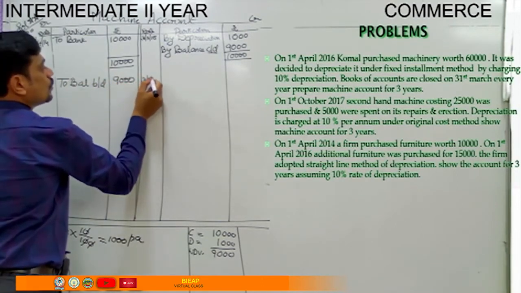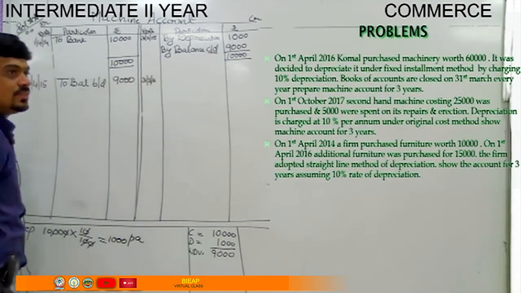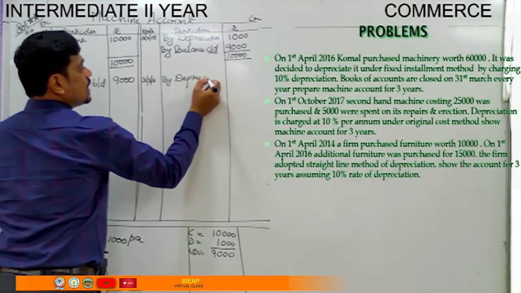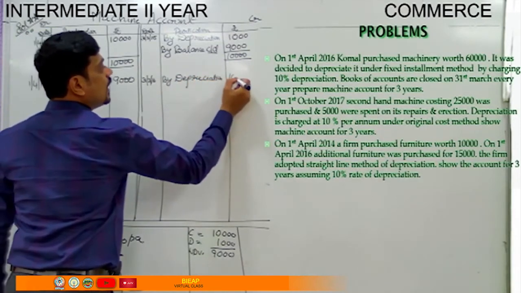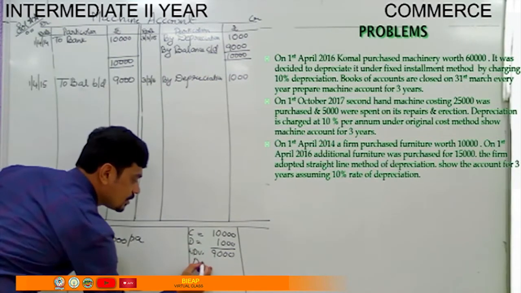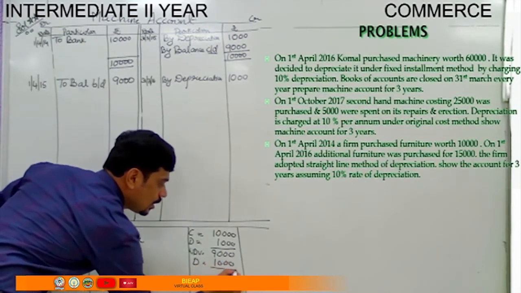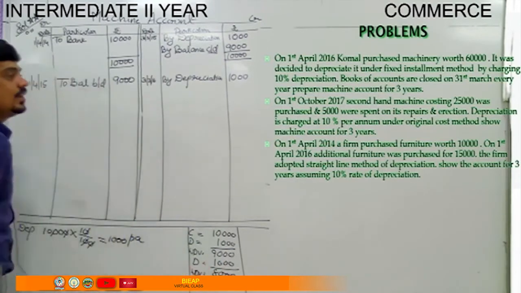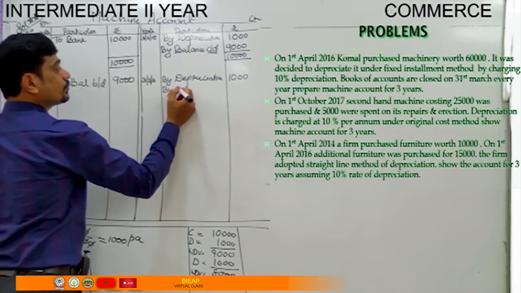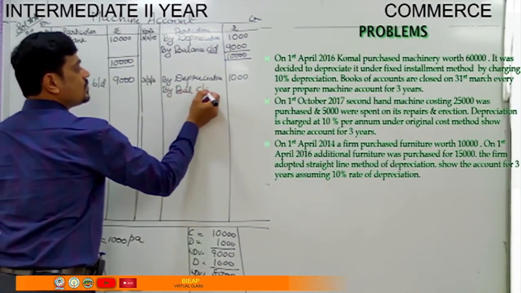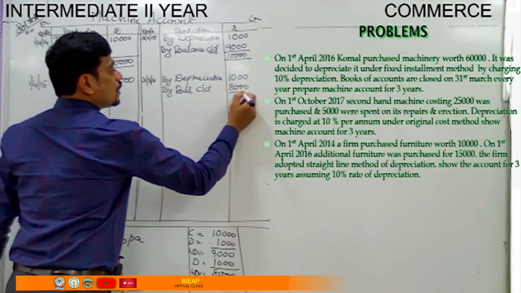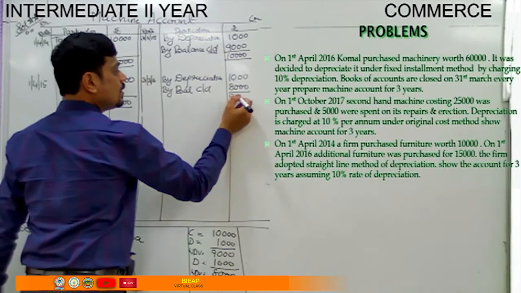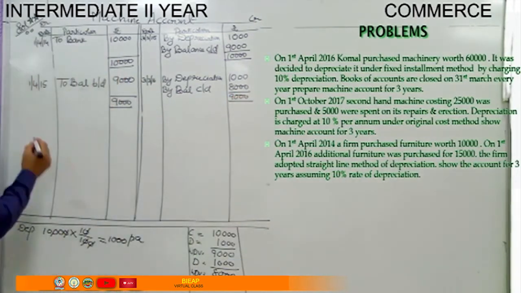We are closing the account 31st March 2016. So again, by depreciation. For how much, sir? 1,000. Again, I'll charge 1,000. How much is the answer? 8,000. Written down value is 8,000. Close the account. By balance carried down 8,000. Close with 9,000. We have closed with 9,000. Now what happened? We came to 2016.